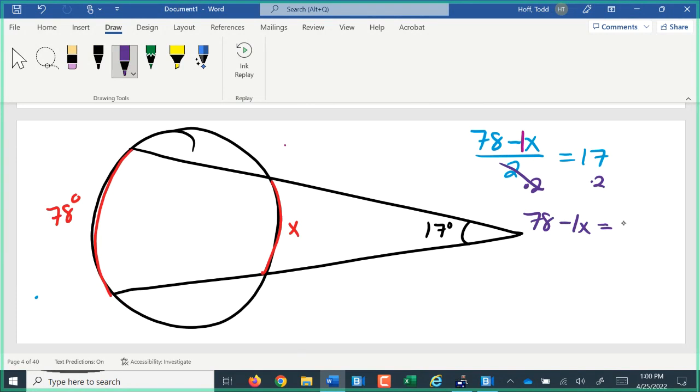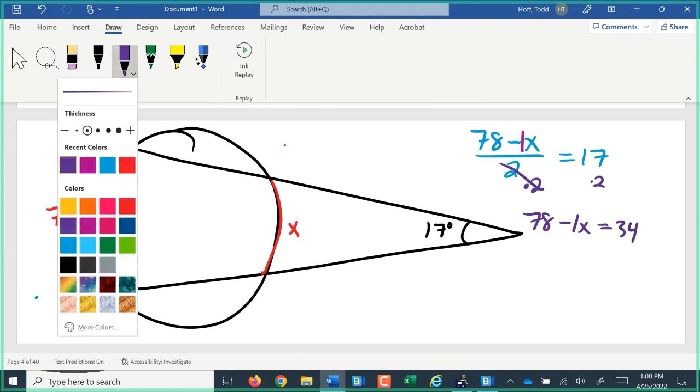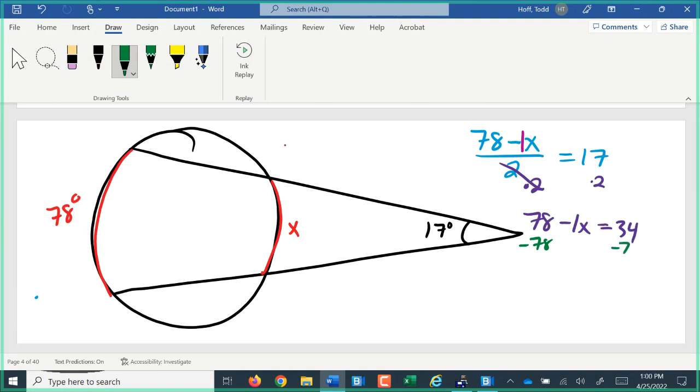Equals what, 17 times 2? 34. Now what do we have to get rid of next, the 78 or the -1? The 78. So we subtract 78. -1x equals what is 34 minus 78? -44. And then divide by -1. x equals 44. At least it's not a sharp stick in the eye.